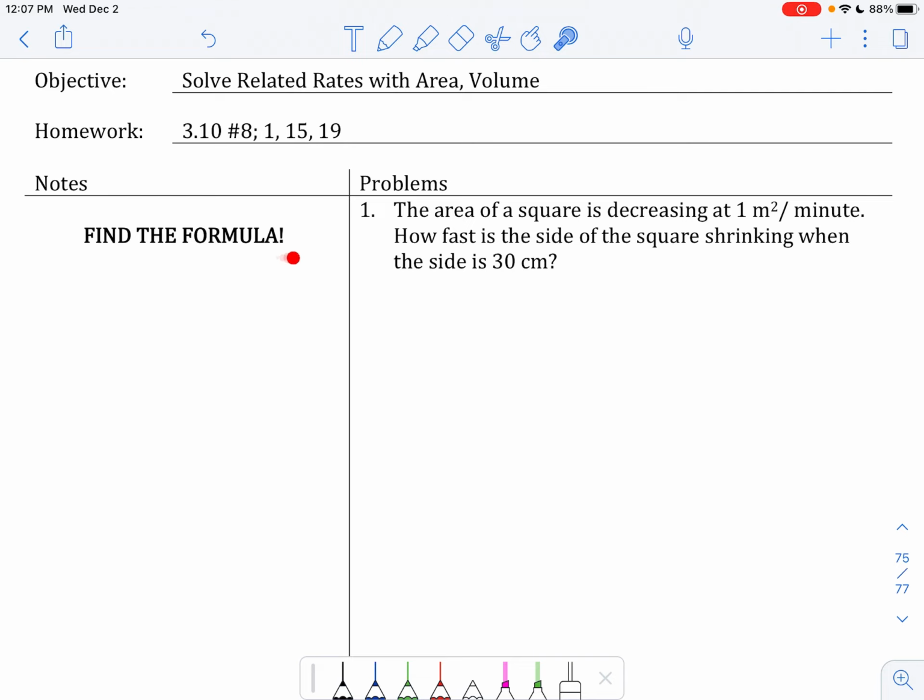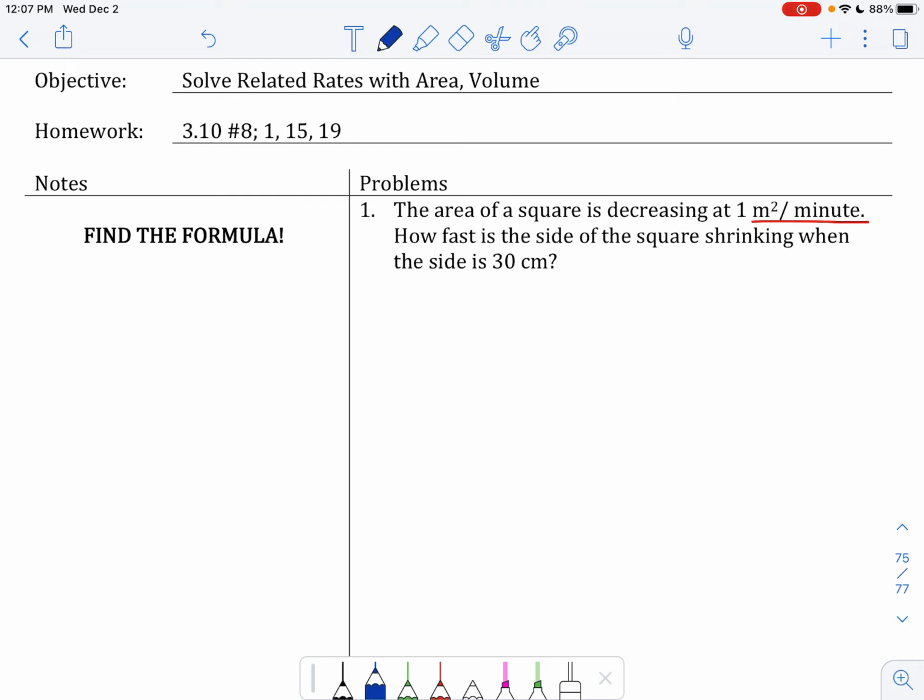So the key for all of the area and volume ones is to find the formula. That's going to give you the equation that you're going to take the derivative of. So in number 1, it says the area of a square is decreasing by 1 meter squared per minute. So again, we've got a rate here in terms of time. That's going to be our sign that it's a related rates problem. So how fast is the side of the square shrinking when the side is 30 centimeters?